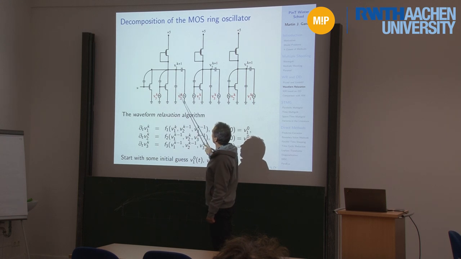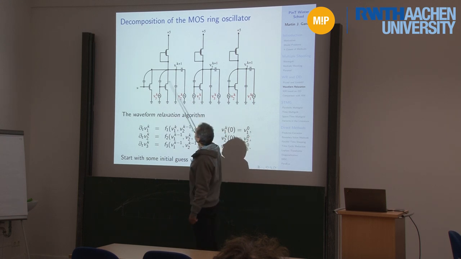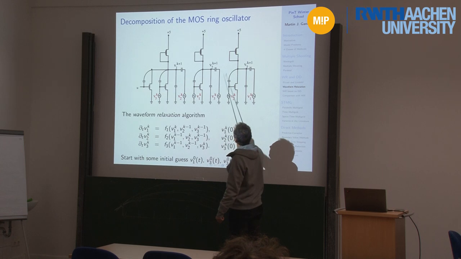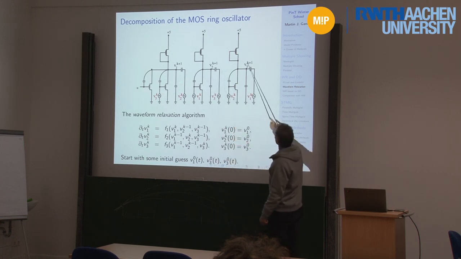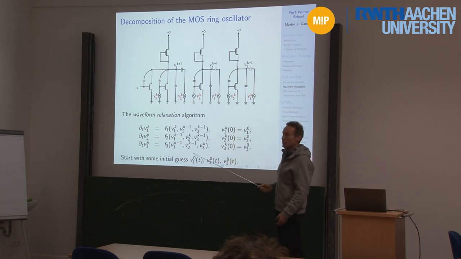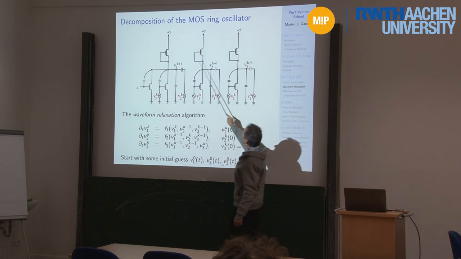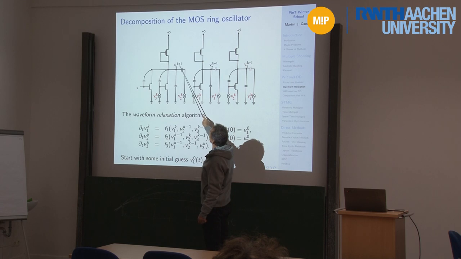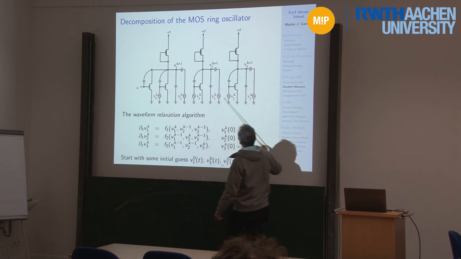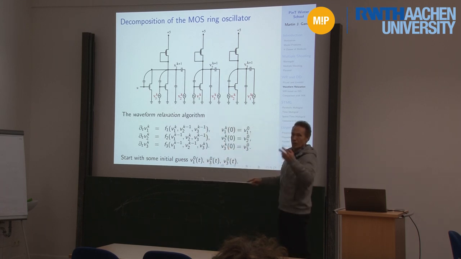And if you know these 2 values, then you can calculate this. If you know these 2 values, you can calculate this. If you know these 2 values, you can calculate this. You introduce an iteration. Assume you know the V0s, we can calculate V1s. And assume that we know the V1s, we give them to the coupling cables, we can calculate V2, and we can iterate. That's waveform relaxation.